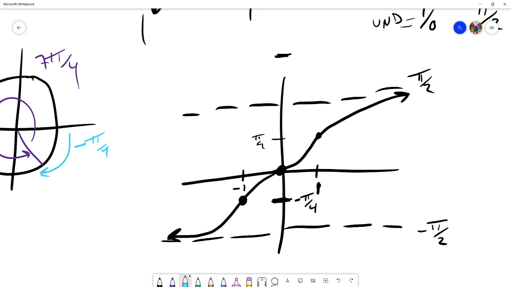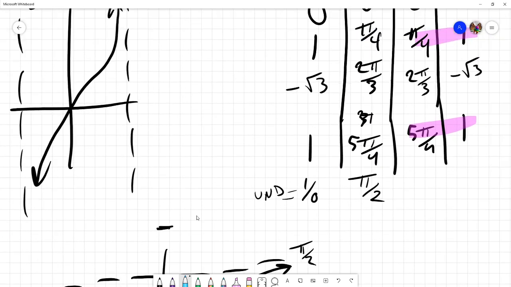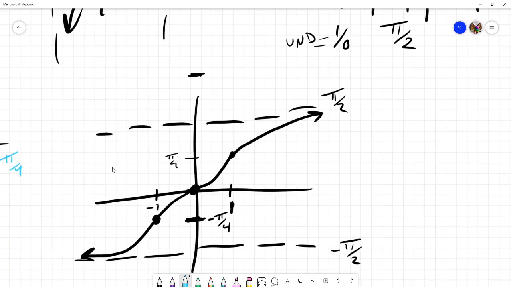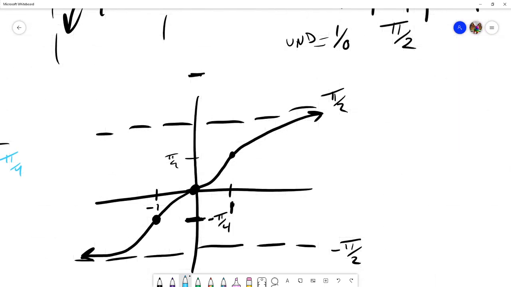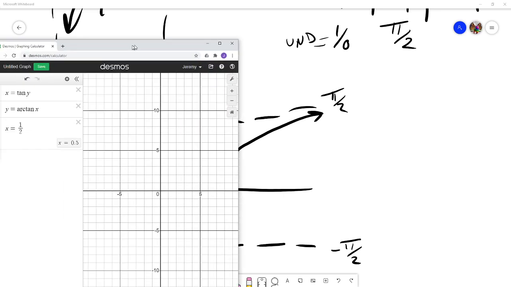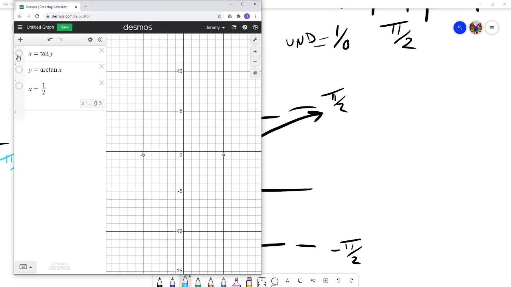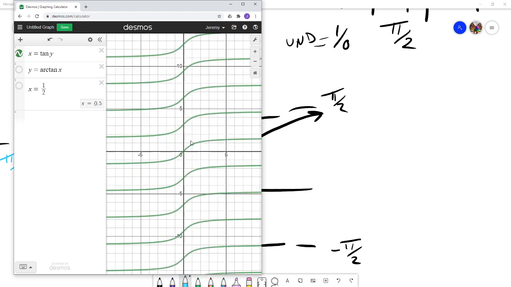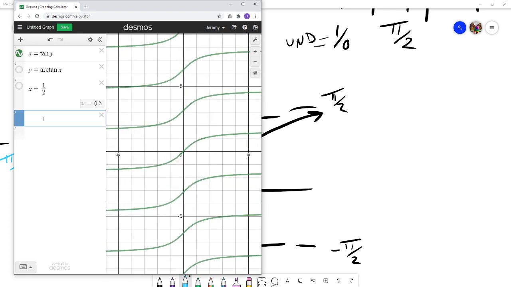graph. So we're going to use Desmos. We could plot more points, but we kind of talked through the basics of the graph, so we're going to now look at it on Desmos. So here's Desmos. Here's x equals tangent y. Now, let's see here. Let's get y equals pi over 2. We'll need to change that color.